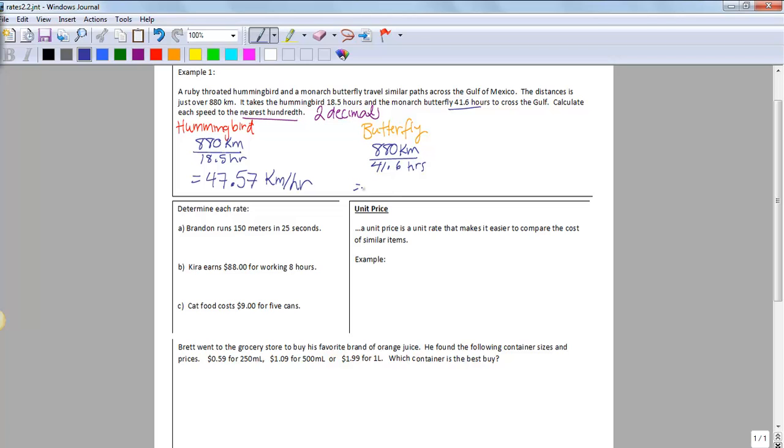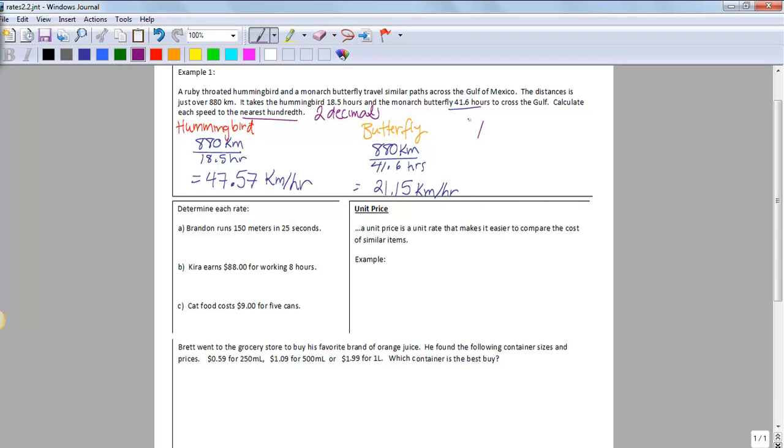So all these units are really important, right? I know it slows you down, but take a couple seconds and write those units. It'll help prevent errors later. This guy goes 21.15 kilometers per hour, right? He's slower. So that's all you need to do, right?